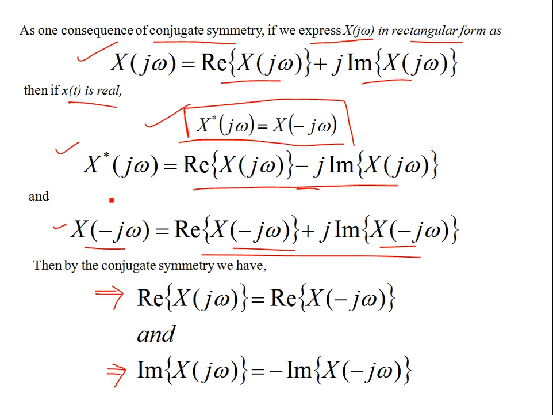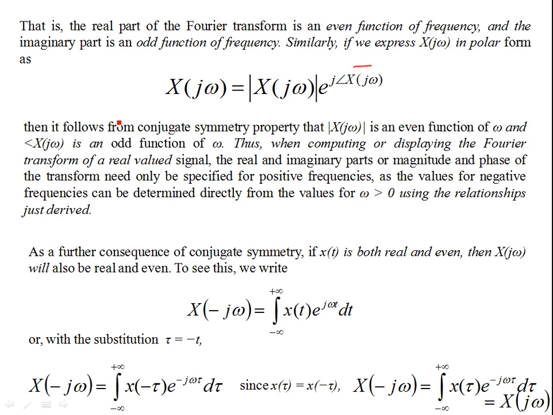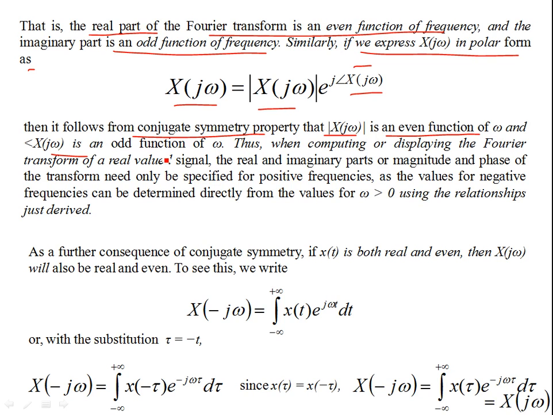This is one way to express the complex quantity, in terms of the rectangular form. You can also write this in a polar form, right? X(j omega) can be written in terms of magnitude and phase. You see this magnitude will become an even function of omega, while the phase is an odd function of omega. So the real part of the Fourier transform is an even function of frequency, and the imaginary part is an odd function of frequency, as we talked about earlier. Similarly, if we express X(j omega) in polar form, it follows from the conjugate symmetry property that the magnitude of X(j omega) is an even function of omega, and the phase is an odd function of omega.